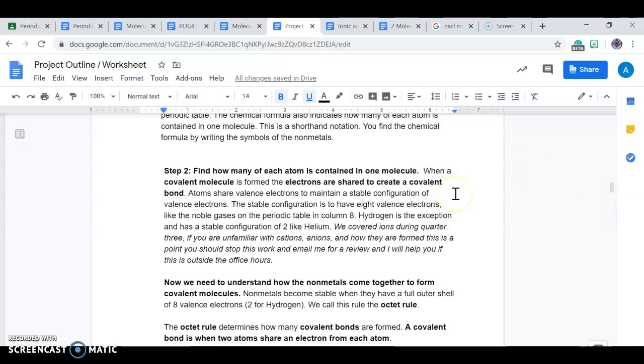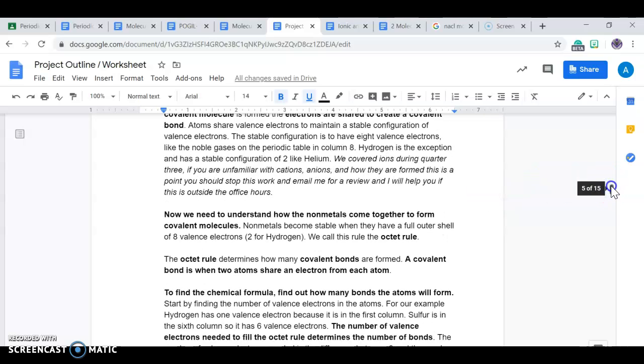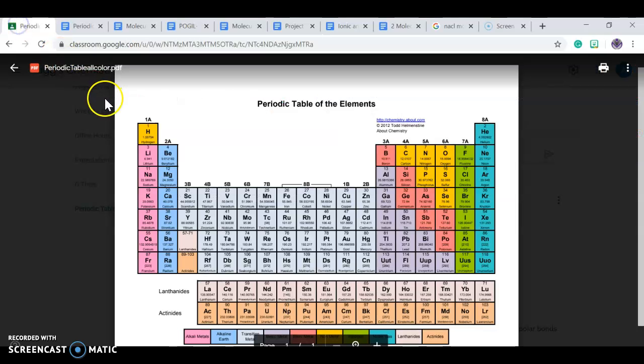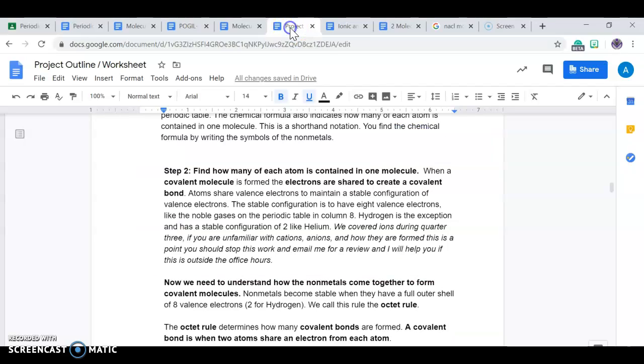It's very similar to ions, but these guys are not forming ions, right? They're covalent. They're sharing electrons so that each atom has 8 valence electrons to be stable like a noble gas, just like we talked about in class. And the exception is hydrogen, because hydrogen wants to be like helium, which has 2. Okay, so hydrogen just wants to get to 2 valence electrons.